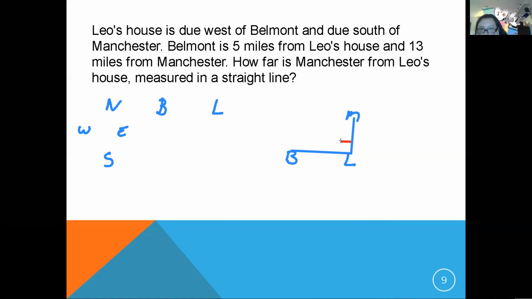Oh, okay. And then they want to know how far... oh, wait a minute. So I'm going to make a right triangle. Belmont is 5 miles from Leo's house and 13 miles from Manchester. Because here's Belmont, right? 5 miles from here, 13 miles from there. How far is Manchester from Leo's house?